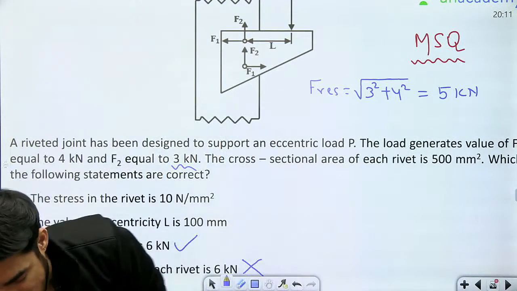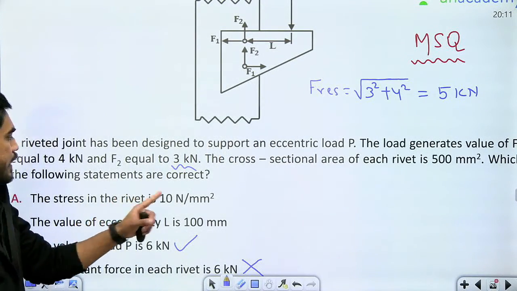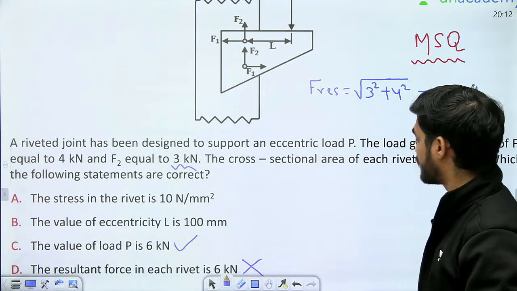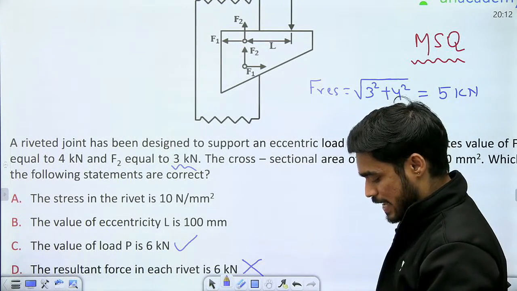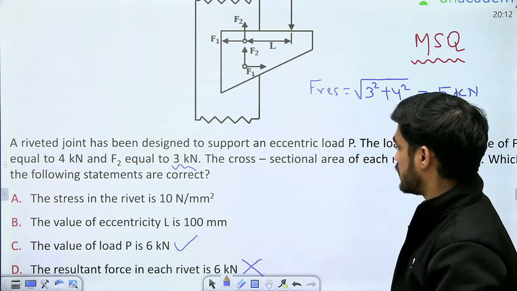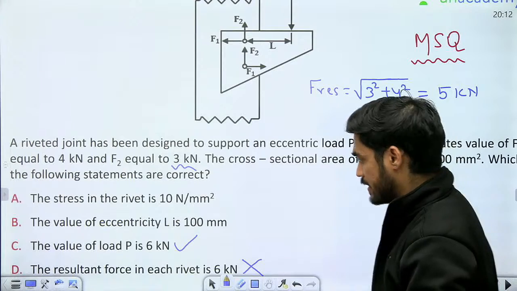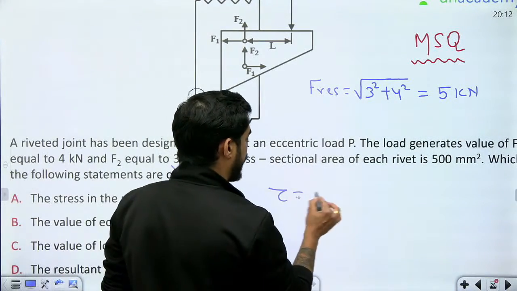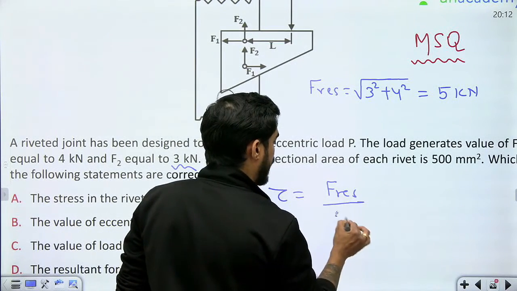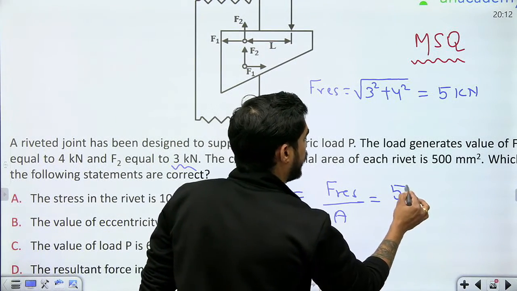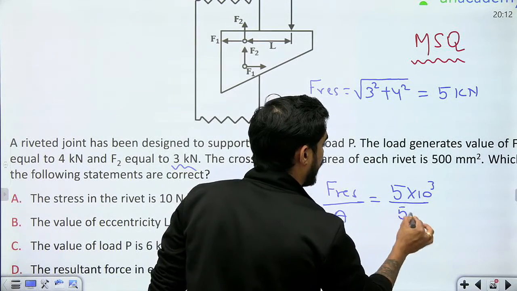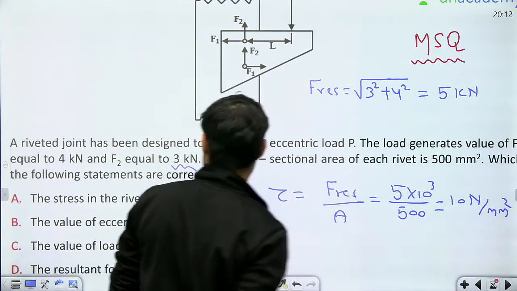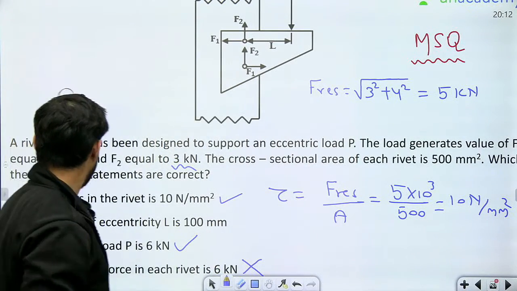Okay. Now, stress in the rivet is 10 Newton per mm square. Is the stress 10 Newton per mm square? Take resultant force divided by area. So resultant force divided by area is 10 megapascal or 10 Newton per mm square, right? Tau will be F resultant divided by area. So 5 kilonewton divided by 500 means 10 Newton per mm square. So the stress is 10 Newton per mm square.